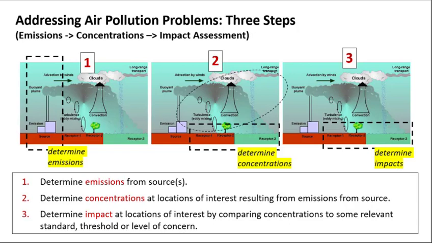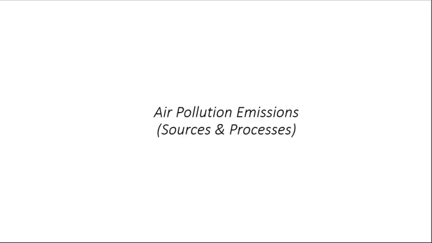This graphic aims to emphasize this forward-in-time approach. The air pollution profession is generally divided into categories of individuals, sub-agencies, or branches that have expertise in either of these 3 divisions. Air pollution emissions, sources, and processes.